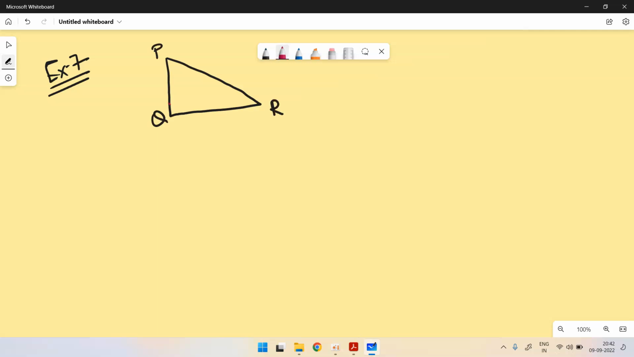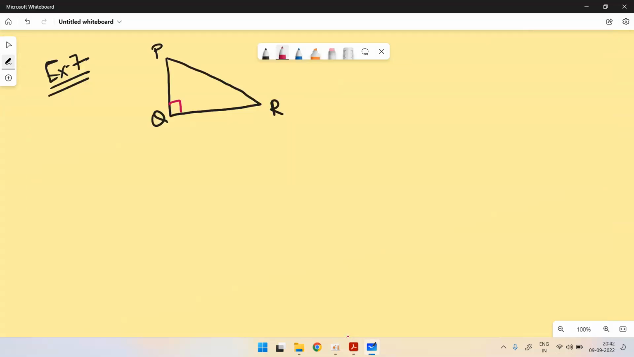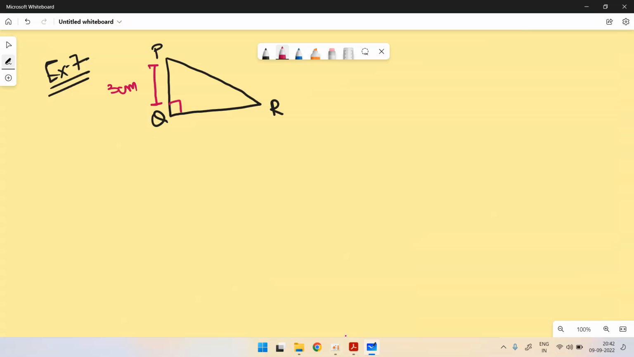right angle at Q, and PQ is 3 centimeters, and PR is 6 centimeters. They are saying that you need to find these two angles, that is angle QPR and angle PRQ. You need to find the two angles.